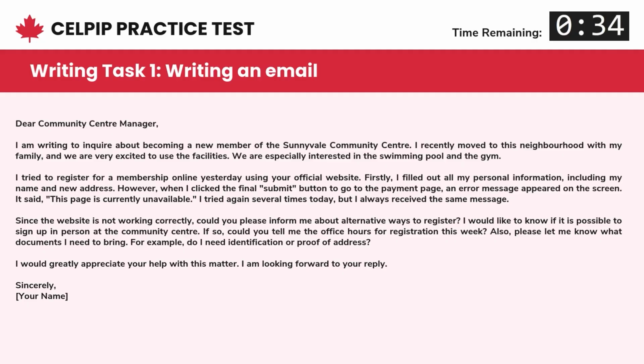Notice the useful linking words that connect the ideas. Words like "firstly," "however," and "also" make the email easy to follow. The writer also includes two excellent stretch words, "alternative," which means another choice, and "appreciate," a more formal way to say thank you.